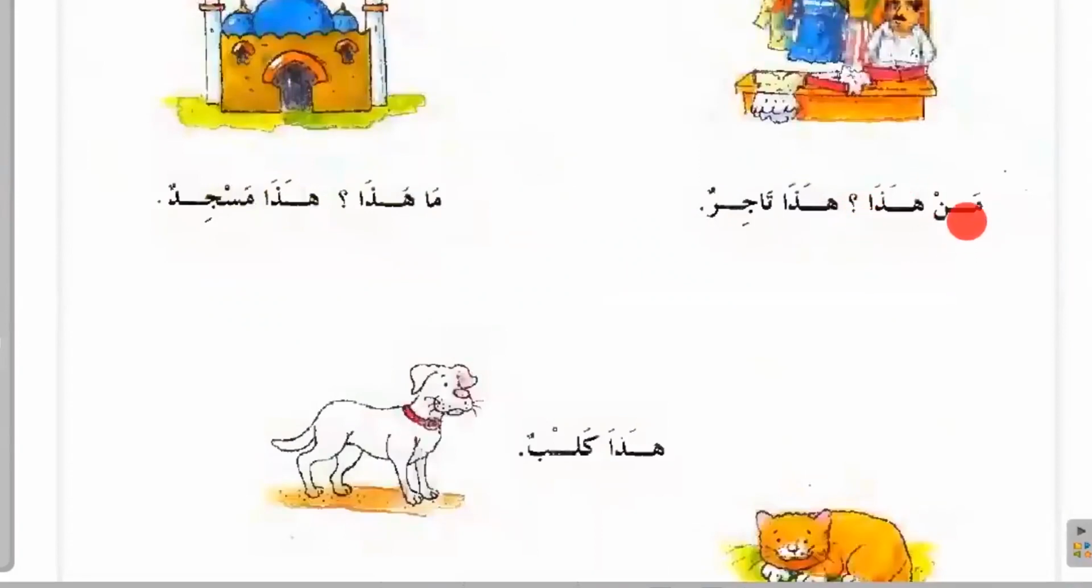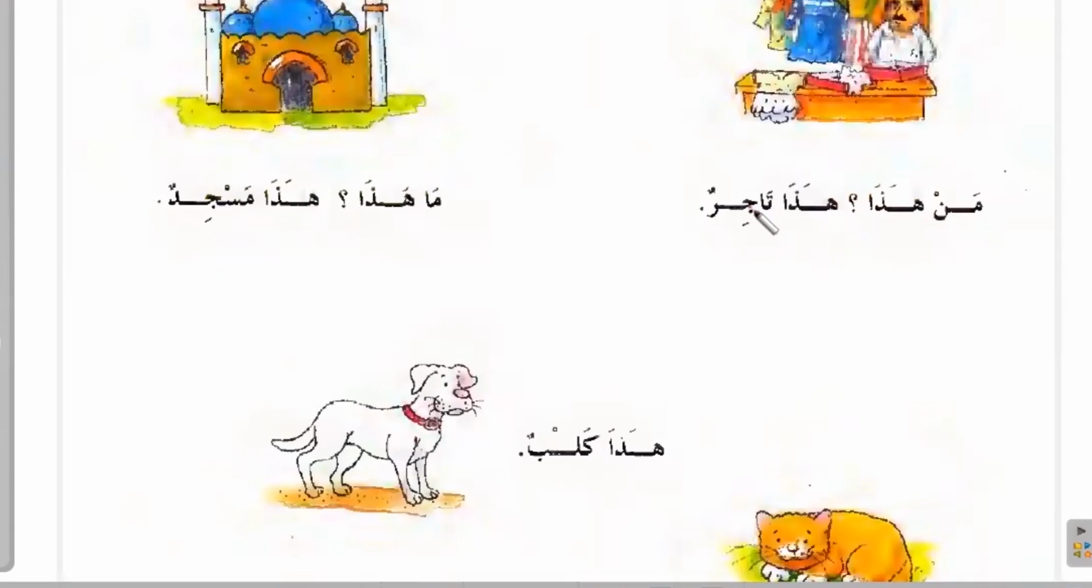So man haza, who is this? Haza tajirun. This is a trader. Tajirun means a trader, a merchant, a businessman, someone who deals with trade. That's what is called a tajir. So for example, in the Quran, Allah says in Surah Al-Jumu'ah, وَإِذَا رَأَوْا تِجَارَةً. You can see it's coming from the same word, from the same origin. Allah is talking about when the Friday prayer is called, there are some people who, when they see business, don't want to go and pray.